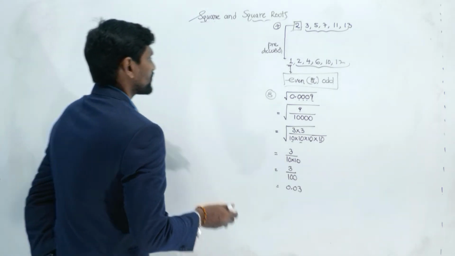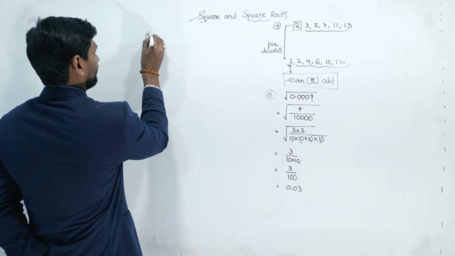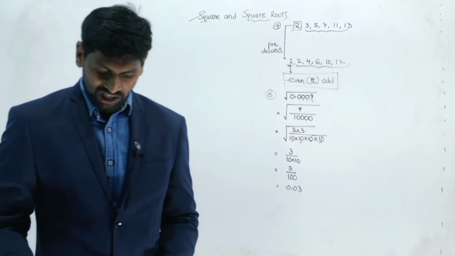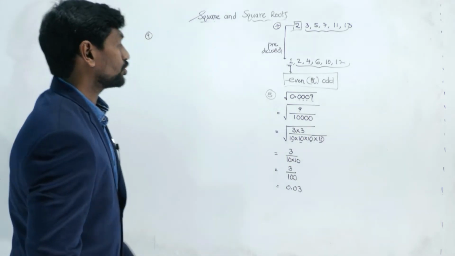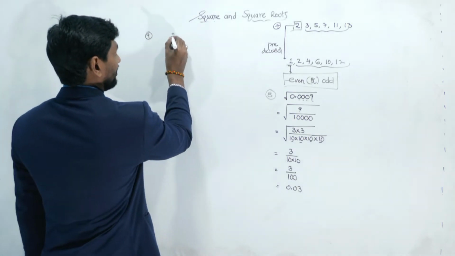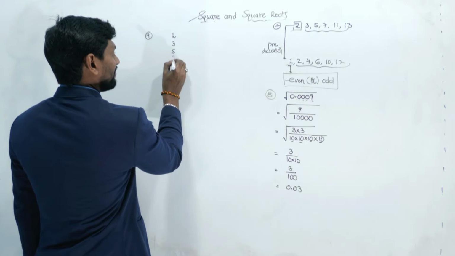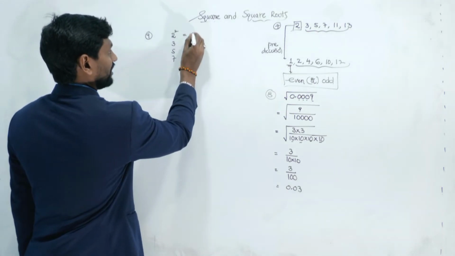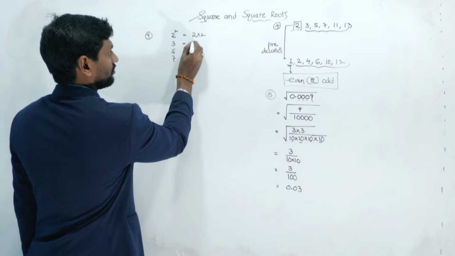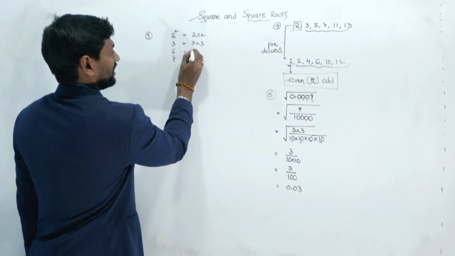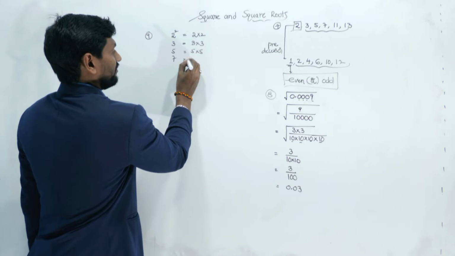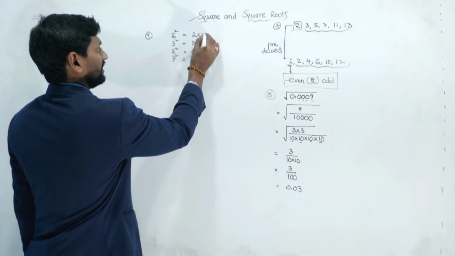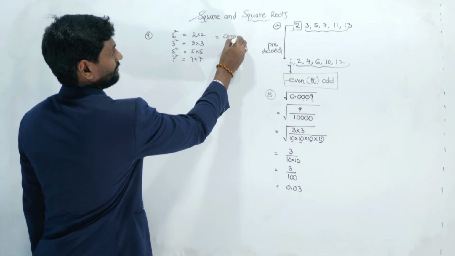Next, question number 9. The ninth question is, the square of a prime number is... 2, 3, 5, 7, these are all prime numbers. If you take a square of this number, it will be 2 into 2, 3 into 3, 5 into 5, 7 into 7. That means these all will be composite numbers.